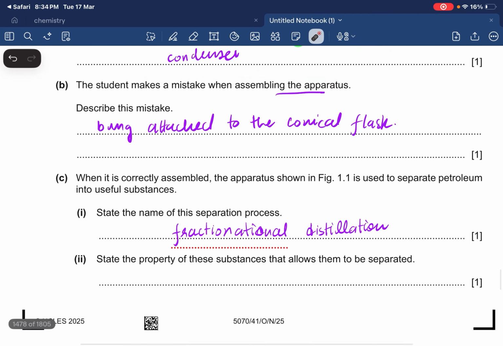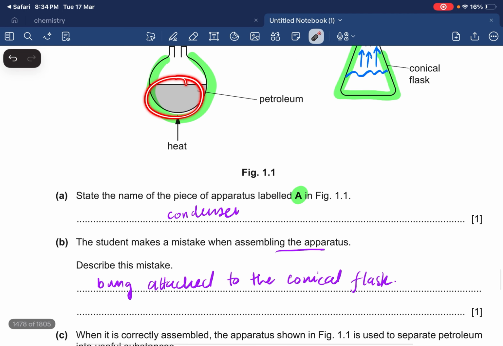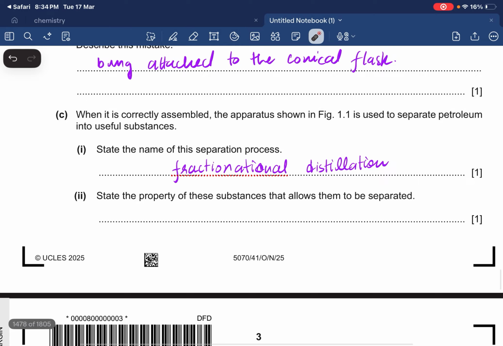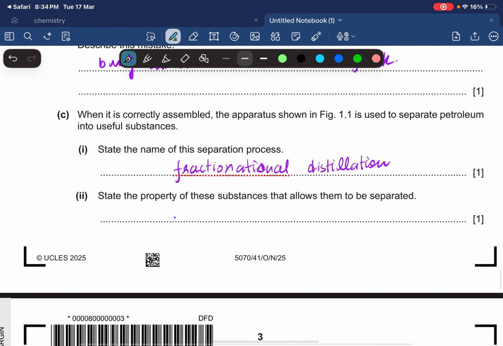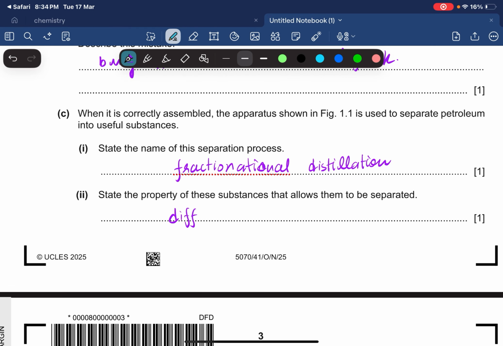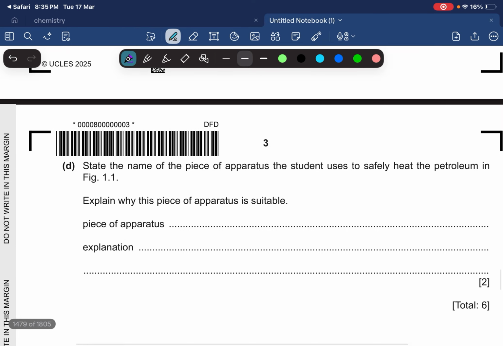All the things that are over here have different boiling points, and on that basis they're going to be separated. State the property these substances have that allows them to be separated. I told you, different boiling points. That's the basic principle because of which you use fractional distillation. If they have the same boiling points, they cannot be separated because it would all evaporate and boil at the same time.